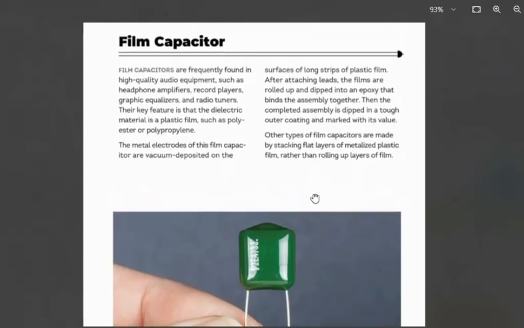So where we can find it, film capacitors are commonly found in high quality audio equipment such as headphones, amplifiers, and record players. They are also used in other electronic devices that require precision timing and low distortion.